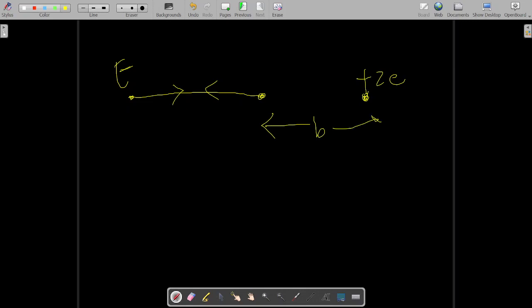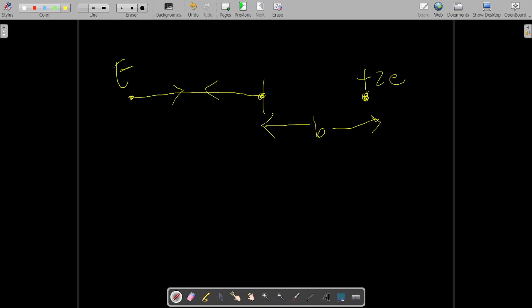So what is your formula? First of all, we will draw the figure. Let me erase this. So the figure will look something like this. This is your plus ZE, and this is your E. The alpha particle will come like this and will retrace its path. There will be a collision at this point.